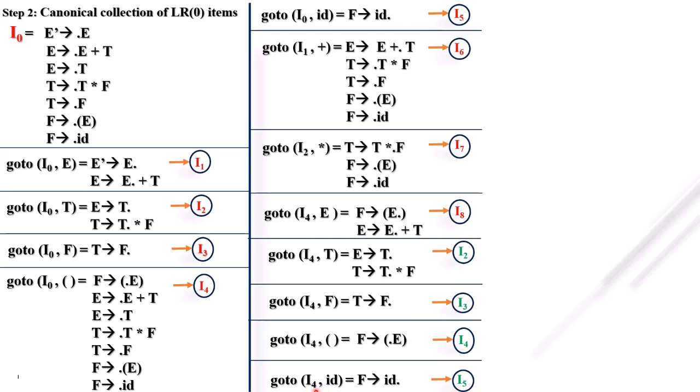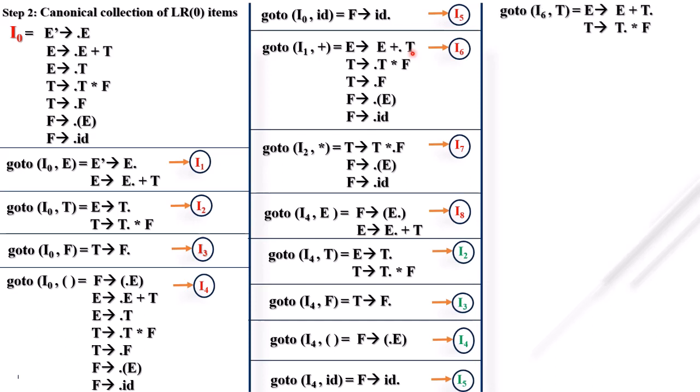Okay, I4 is completed. Now we are going to I5. I5 is already done. Dot is shifted on the right hand side. Now we are going to perform go to operation on I6. So we have to perform go to I6 comma T, because dot is there before this node, that is a non-terminal node. So we have to perform go to I6 of T.